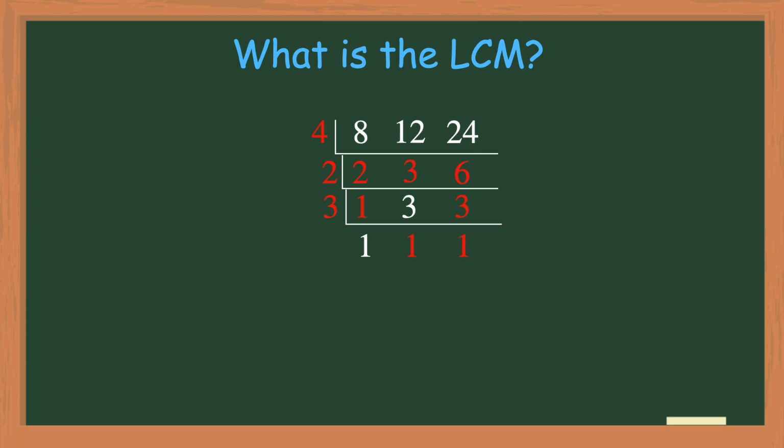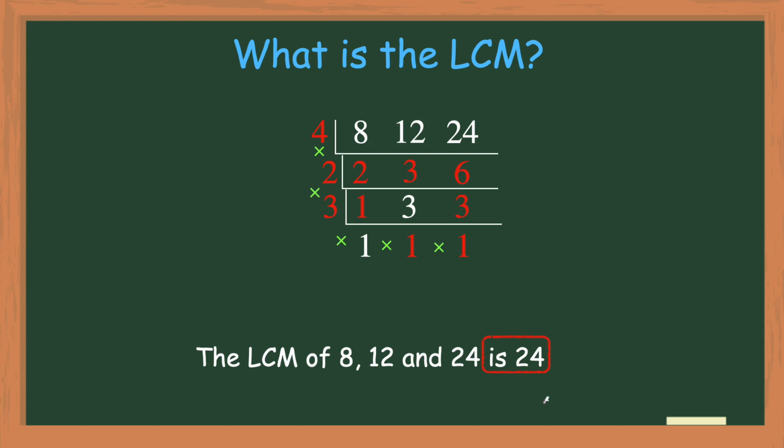The last step is to just multiply all of the numbers outside of the ladder to get an LCM of 24. And that's it. You are done.